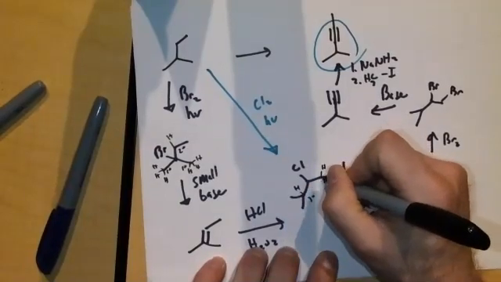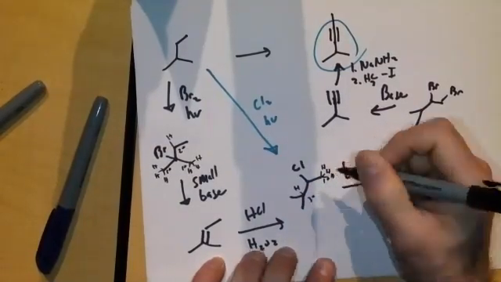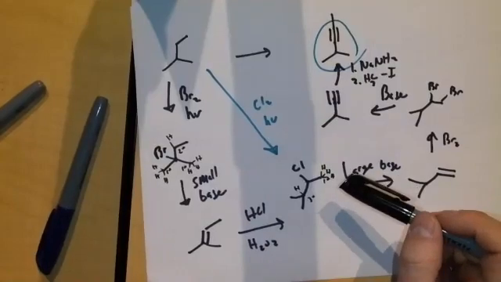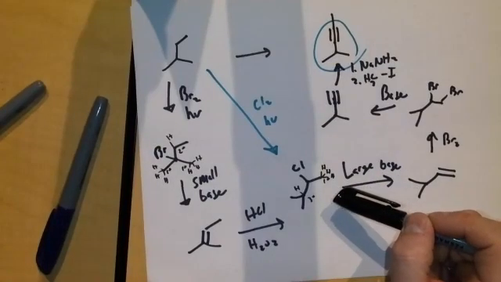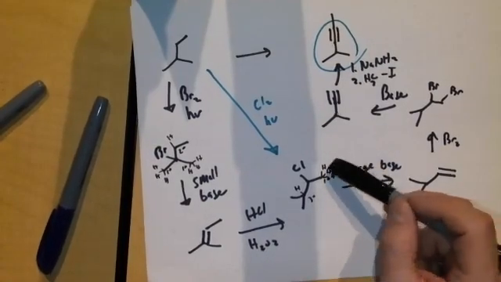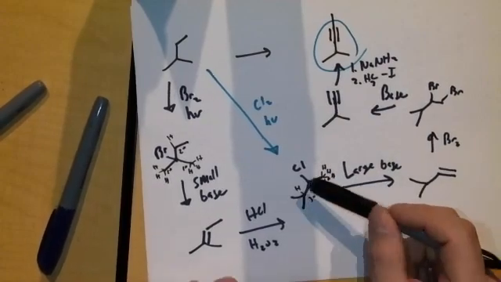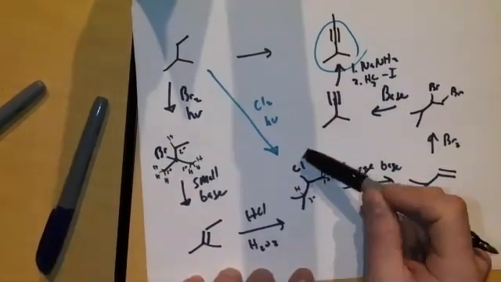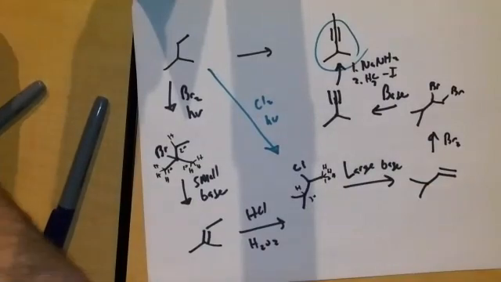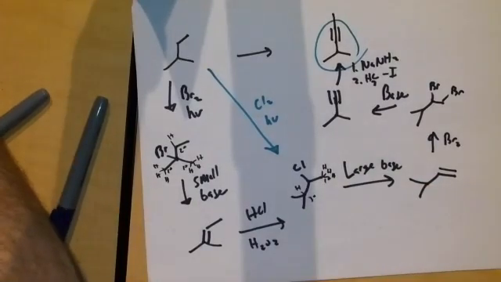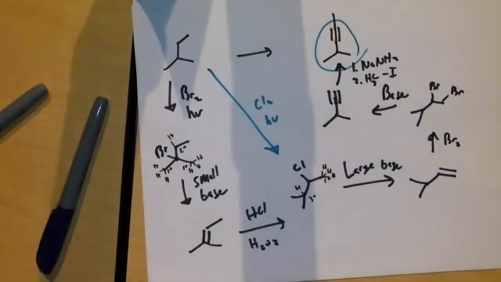For this one here, you have a tertiary center and a primary center. A large base is going to be selective for your primary center, it's large, it's bulky, it's not going to get to the tertiary center. So that's going to pull off here. And yes, you can just say large base, small base on the exam. I'll have you guys do more specific things later on, but for exam 1, you don't need to worry about that.